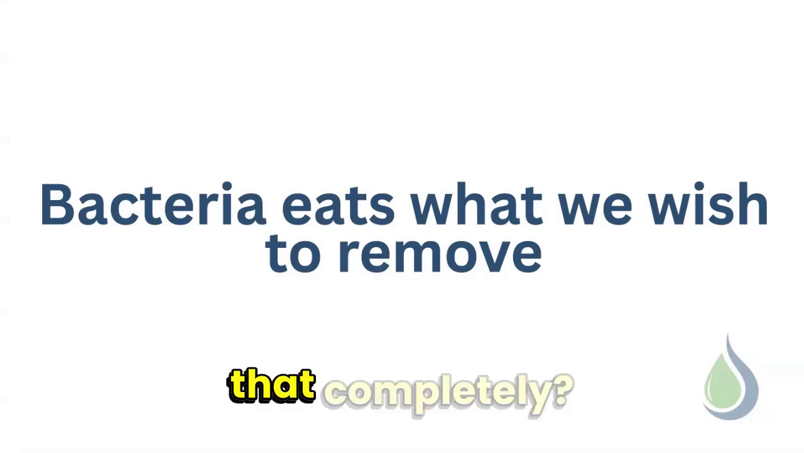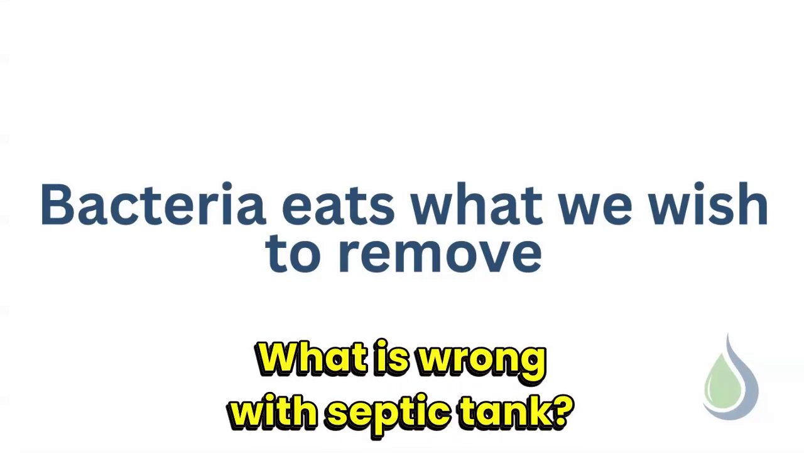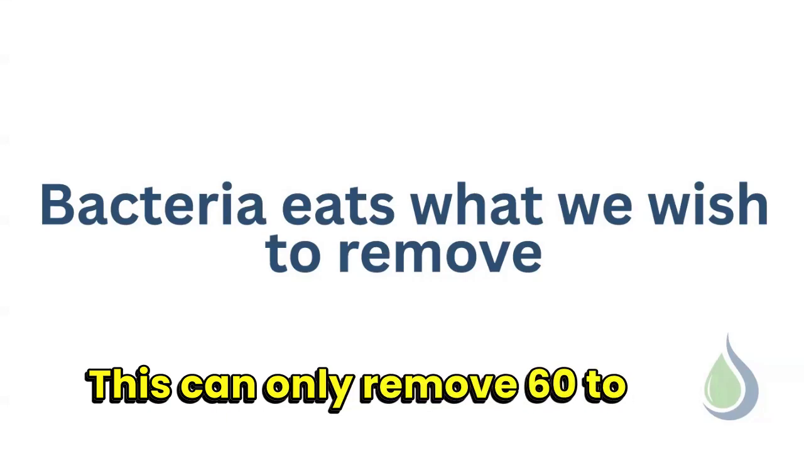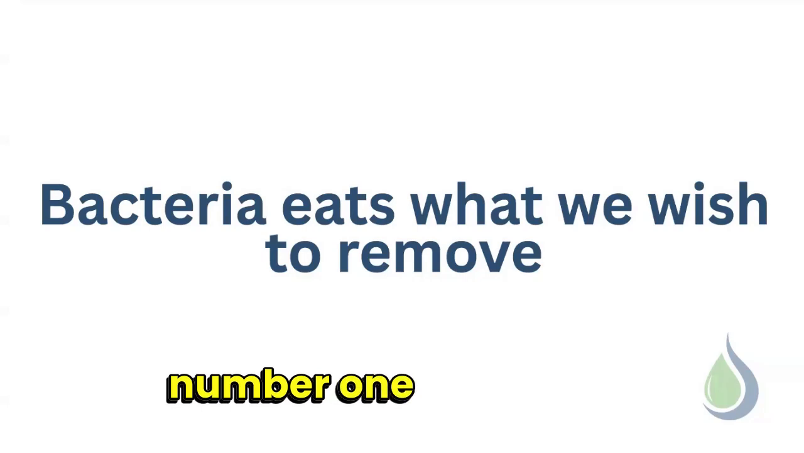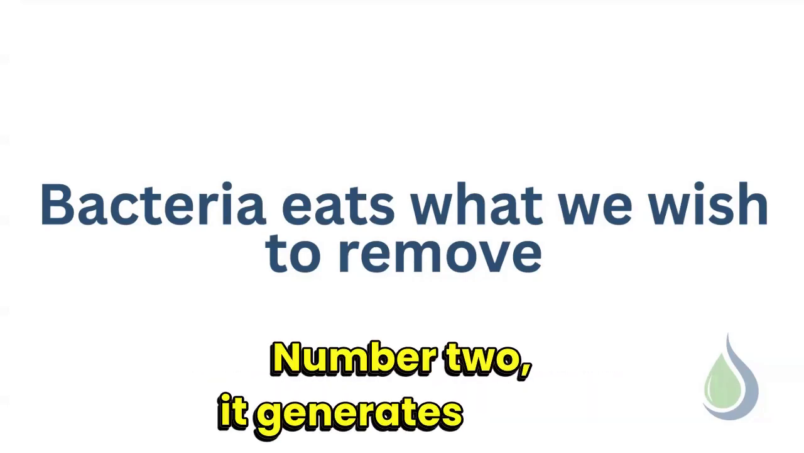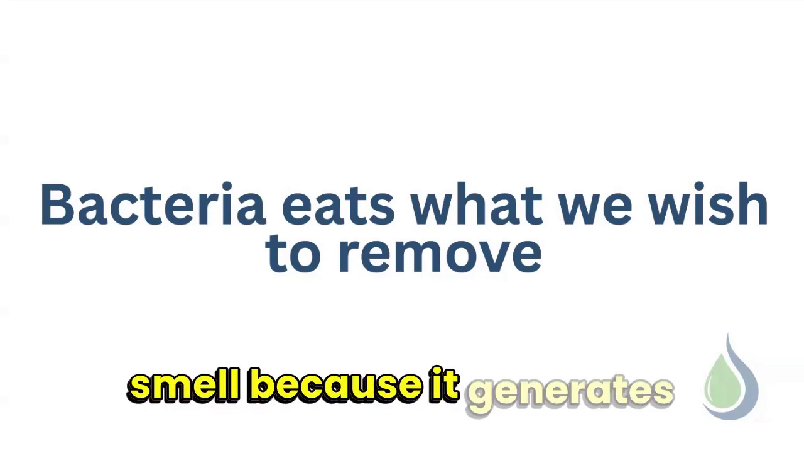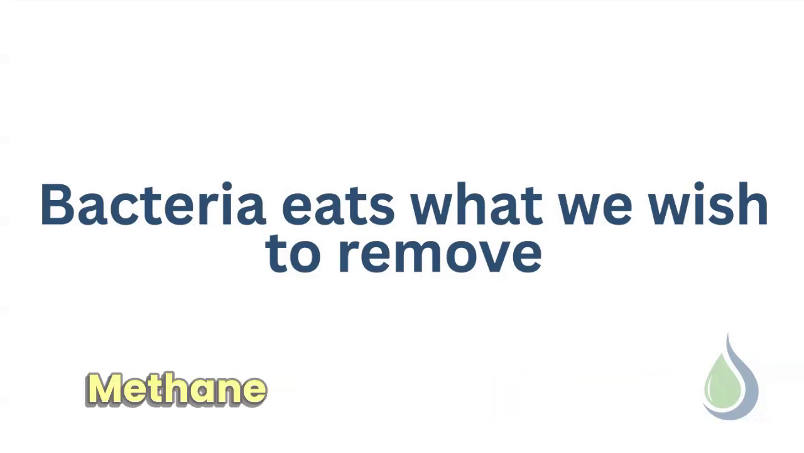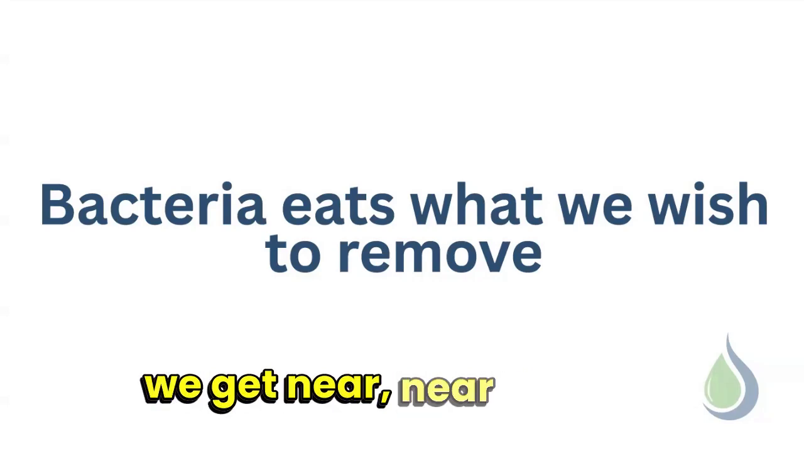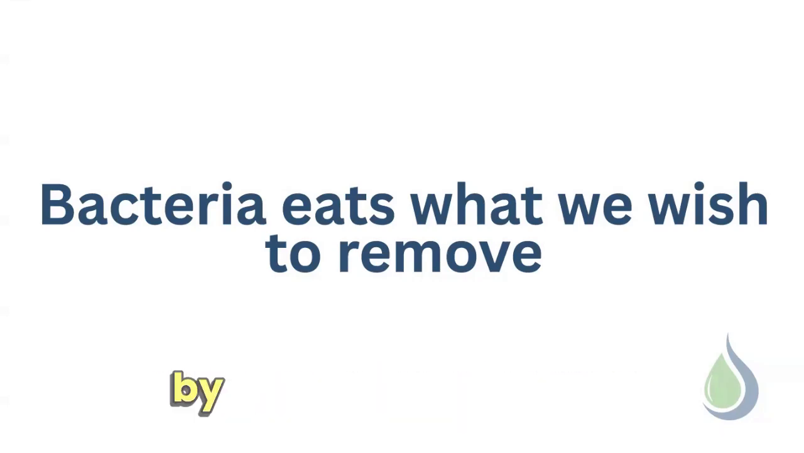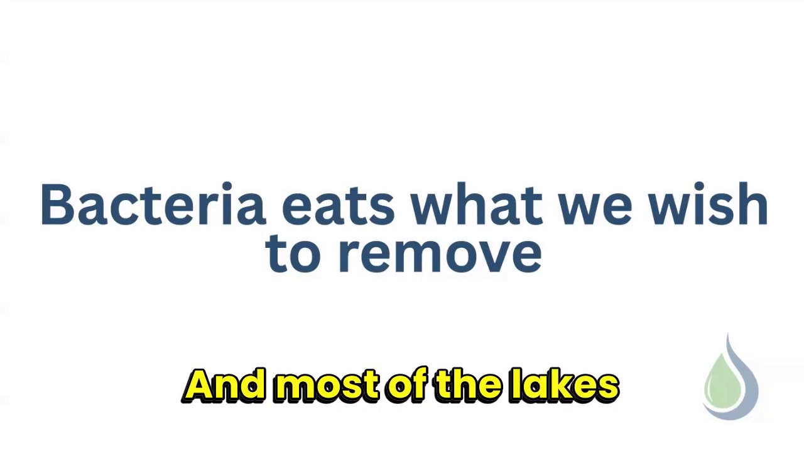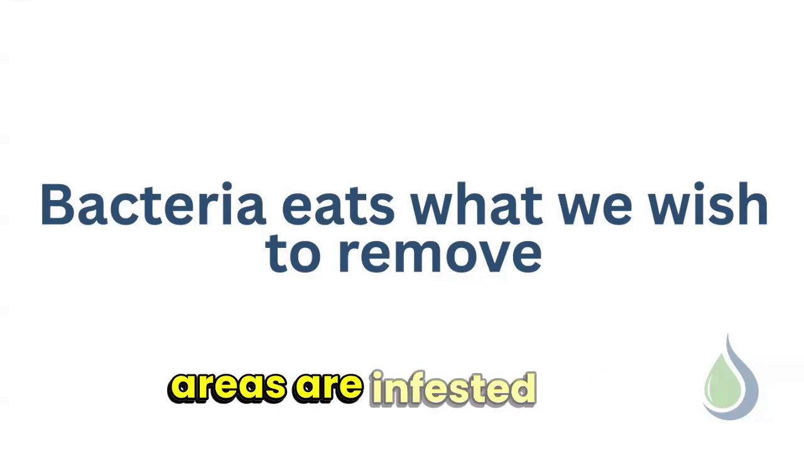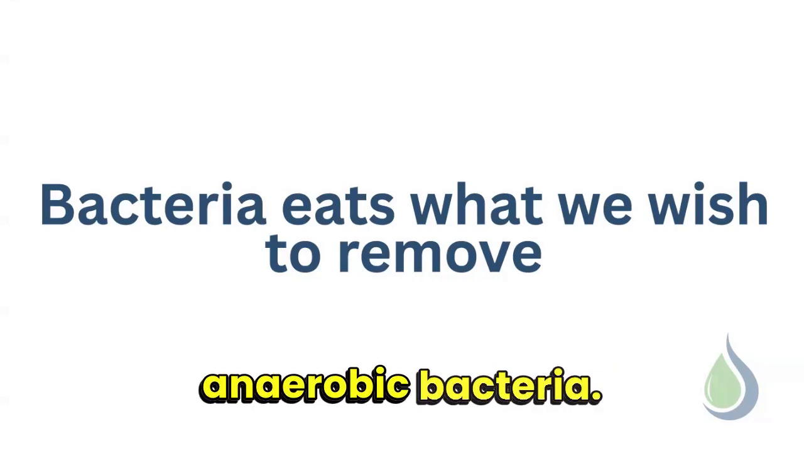But why not use that completely? What is wrong with a septic tank? This can only remove 60 to 70% of the organic content. Challenge number one. Challenge number two, it generates a foul smell because it generates methane gas in the process, methane and hydrogen sulfide. The rotten egg smell that we get near sewage treatment plants is caused by anaerobic bacteria. And most of the lakes that we see in our urban areas are infested with anaerobic bacteria.